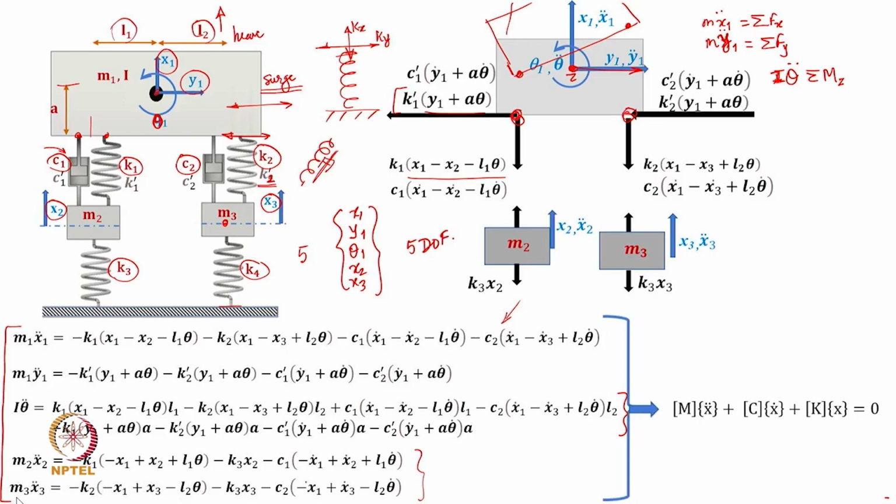Now, once you do that, instead of writing these 5 equations, I can use a matrix form to describe the same set of equations. This M matrix is obviously going to be a 5 cross 5 matrix. You can show that the response acceleration is going to be 5 cross 1. So, x1 double dot, y1 double dot, theta 1 double dot, x2 double dot and x3 double dot will make it a vector of 5 cross 1 size.